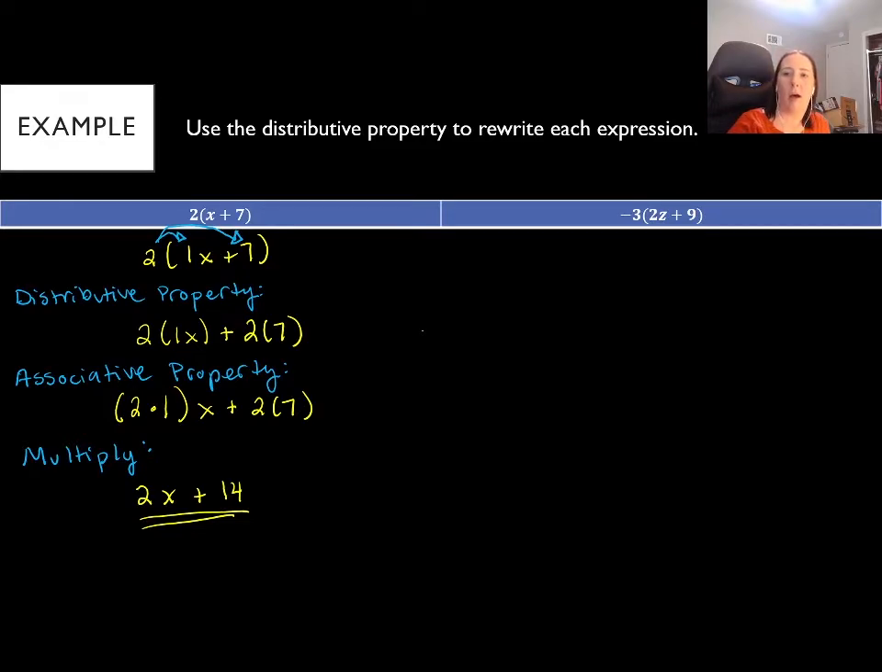So, you might want to start with writing the step with the distributive property, but maybe you're going to skip the associative property part.